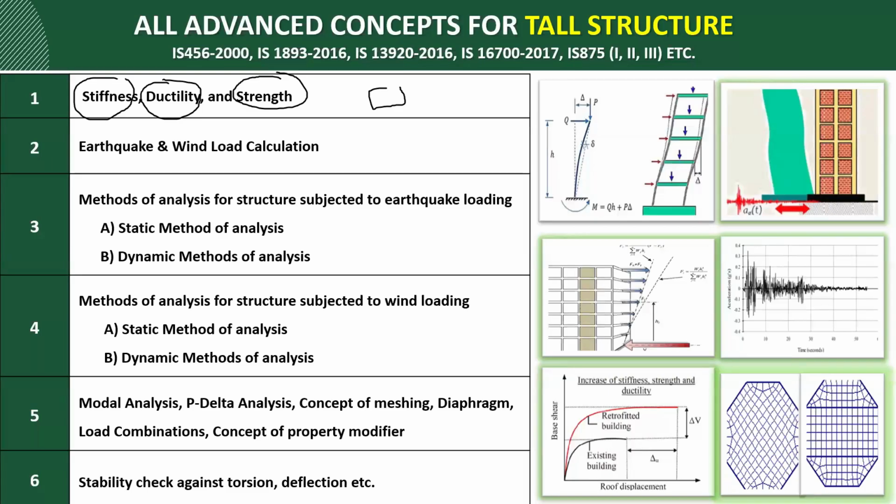Please don't ask whether earthquake or wind needs to be considered for a G+5 building. Please don't ask this question. I will discuss all that in detail in our training program. But I would like to say that if you are going to deal with a tall structure, your lateral load plays an important role in the instability of the structure. So how to control that? How to calculate the earthquake load?